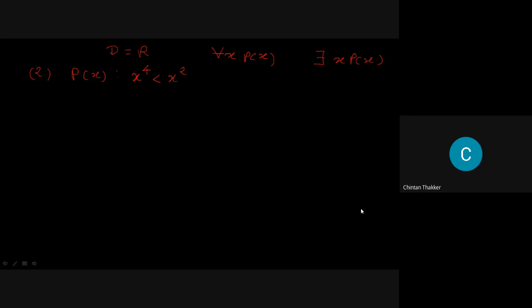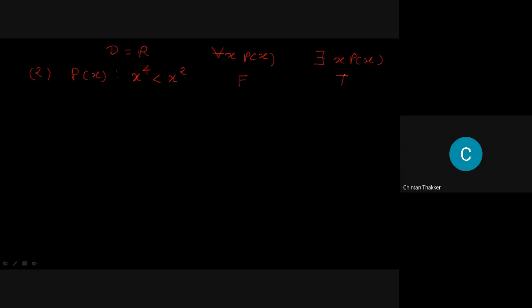What is the value of for all x P(x) and there exists x P(x)? Both are false. If you take x equal to 1 or x equal to 2, you get the false value. So it is a counterexample, so this is false. But you also got some witnesses, so this is true, not false.